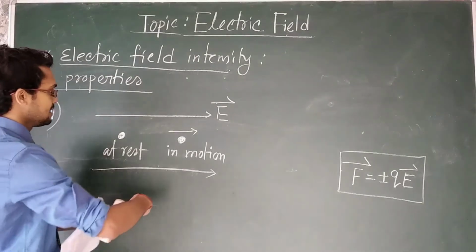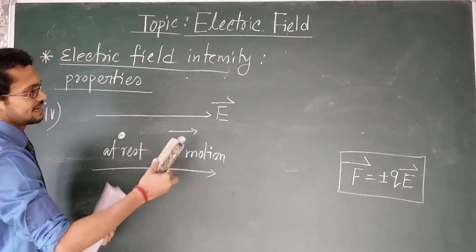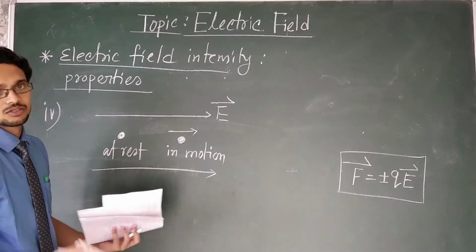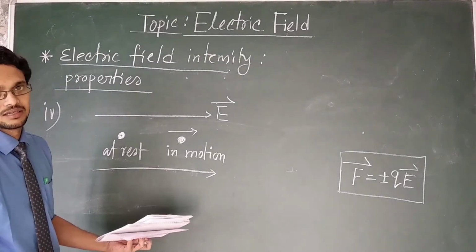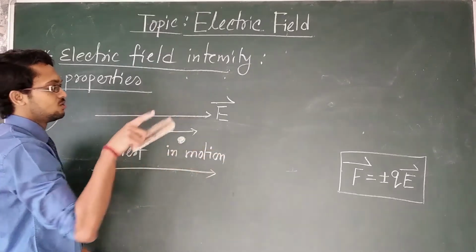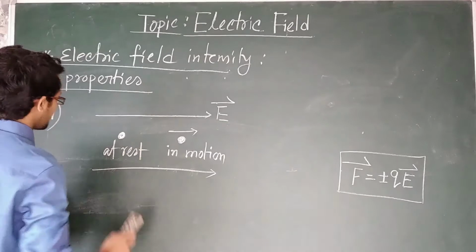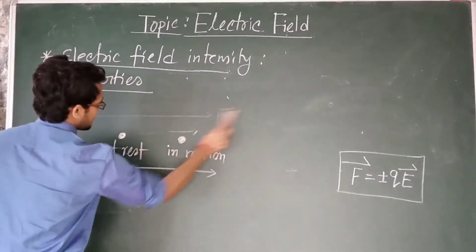Here force only depends on the direction of the electric field, not the direction of its velocity. So velocity may be in any direction. Force will act only towards the electric field or away from the electric field. Understand? Okay, come to the next point.